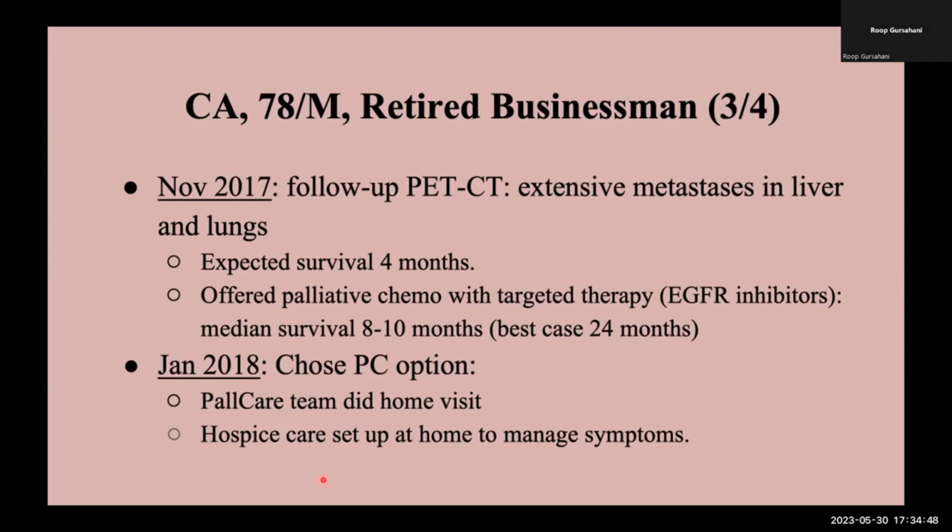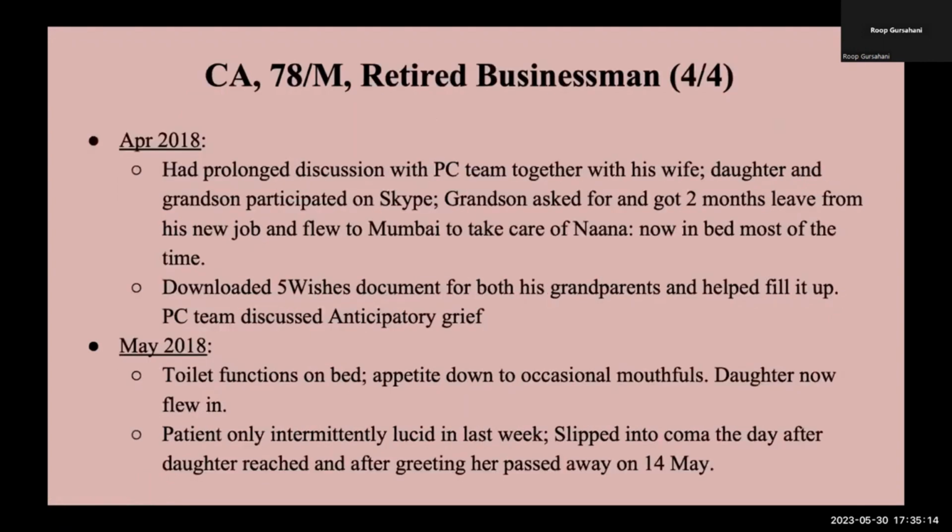He was offered palliative chemotherapy with targeted therapy, EGFR inhibitors, and he was told that the best case would be 24 months of survival, but median, much less. And he decided that he did not want it. He hadn't had a good experience with the previous chemo, so he said palliative care. And palliative care did home visits, and hospice care was set up at home to manage symptoms. And then look at the rest of the story.